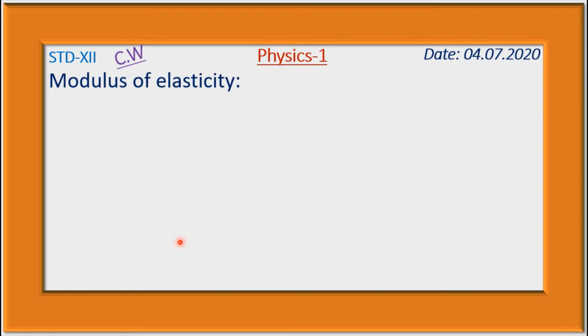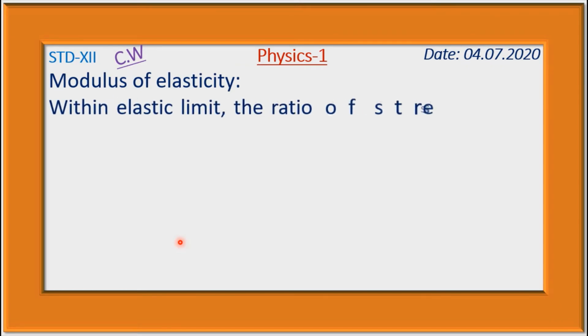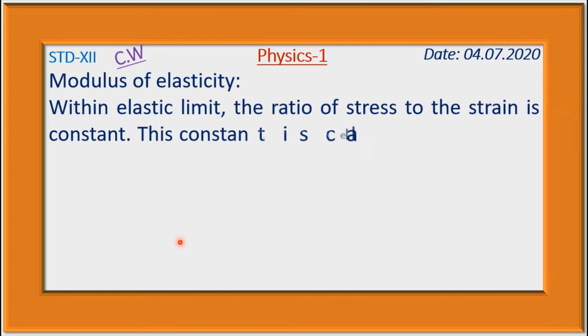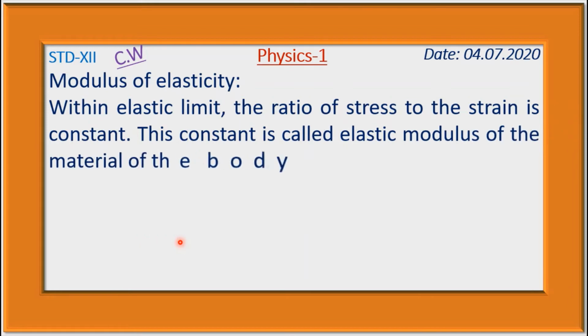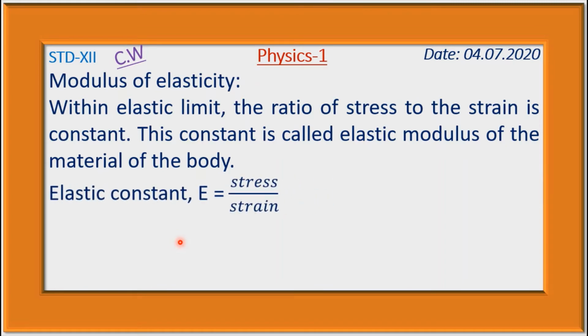Now, modulus of elasticity: within elastic limit, the ratio of stress to the strain is constant. This constant is called elastic modulus of the material of the body. That is, we know from Hooke's law, the ratio of stress to the strain is constant, and this constant is known as modulus of elasticity. That is, elastic constant is equal to stress divided by strain.